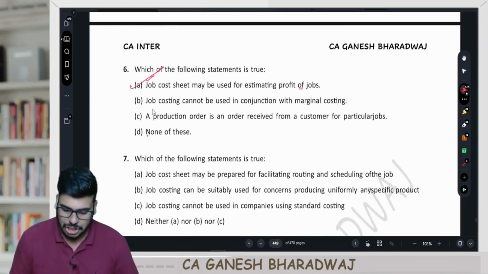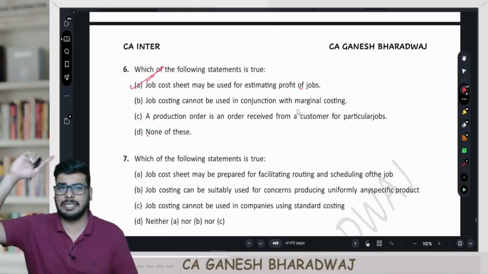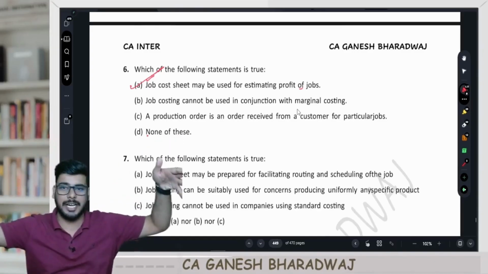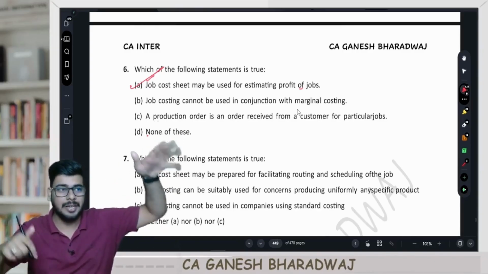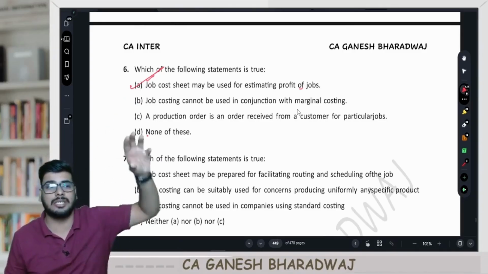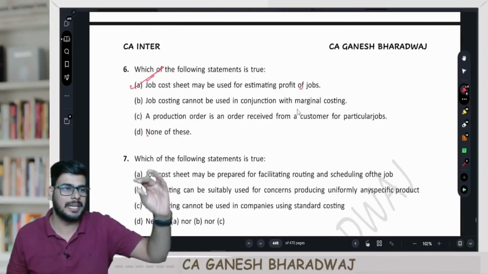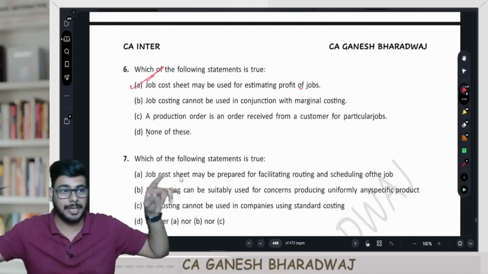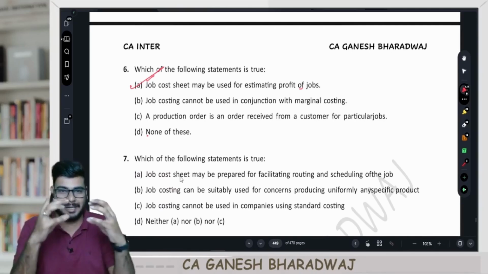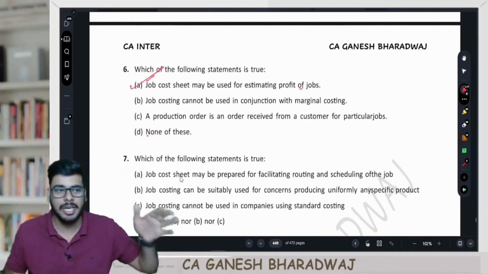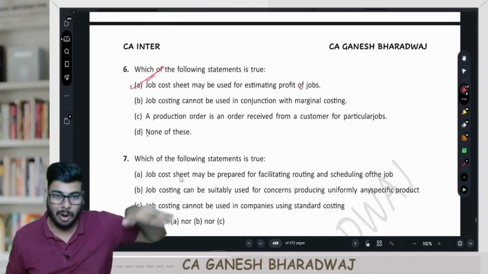You see the other ones. Job costing cannot be used in conjunction with marginal costing. Who said? In the first lecture itself, I told you, I bifurcated the entire subject into 3 buckets. You remember? One side I said it is cost collection exercise, chapter that talks about components of cost, material, labor and all these things. I just prepared this entire list of chapters. I bucketed into 3. I said the first one talks about the components of cost.